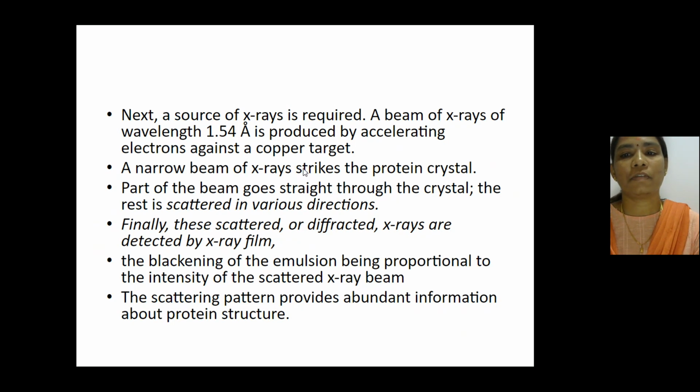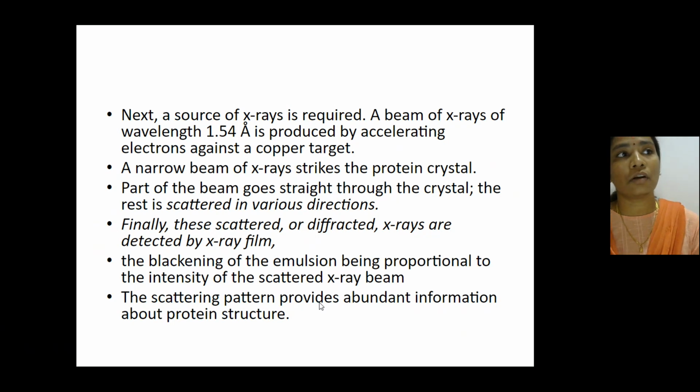A narrow beam of X-ray strikes the protein crystal, and part of the beam goes straight through the crystal, and the rest is scattered in various directions. Finally, the scattered or diffracted X-rays are detected by an X-ray film, the blackening of the emulsion being proportional to the intensity of the scattered X-ray beam. So the scattering pattern provides abundant information about the protein.